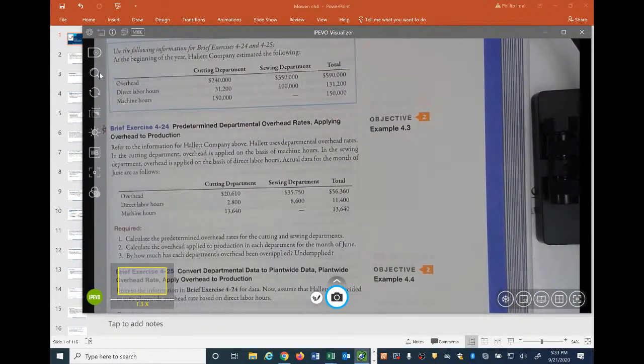So now let's try number 2. Let's calculate the overhead applied to the production in each department for the month of June. Okay. So now we're going to be concerned with some data down here because remember for the month of June, now we're concerned with the actual. So based upon this data, calculate the overhead applied to production in each department for the month of June. So we're concerned with both departments here. So what's the next thing we have to do here? I'll let y'all have a second unless y'all have already started working on it.